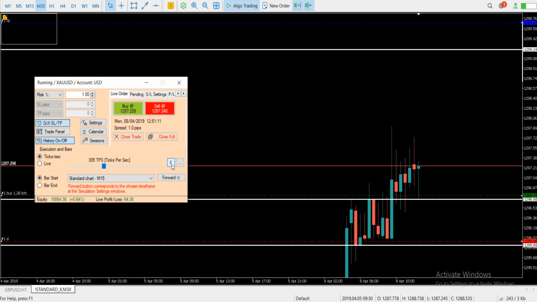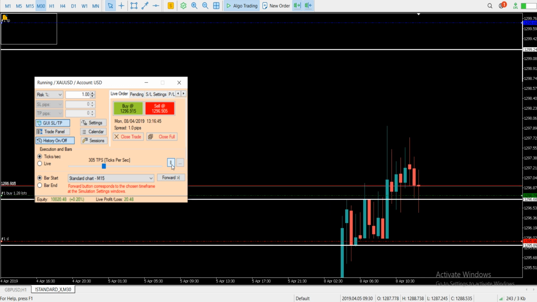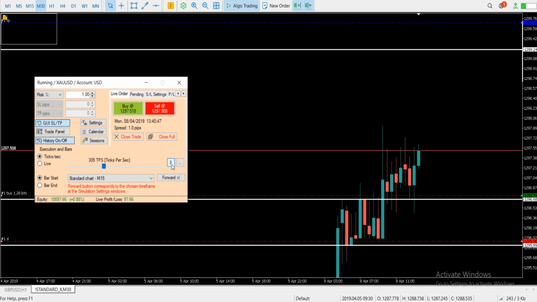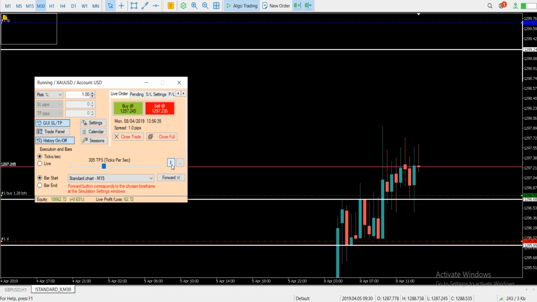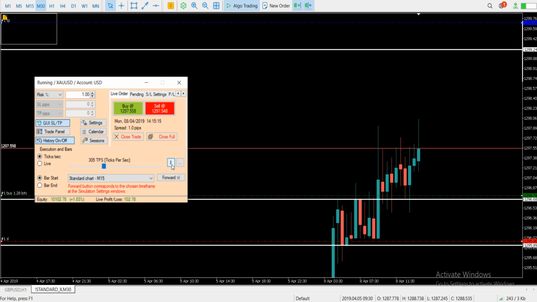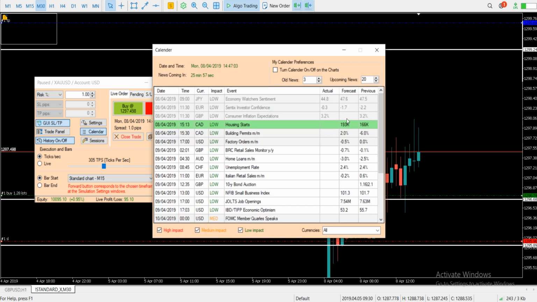Market started ranging here heavily. What is happening over here? Will we go bullish? Okay, we are pushing up, but we are rejecting. There's a big rejection happening from the top. Wait, let me see the news. We don't have any news.